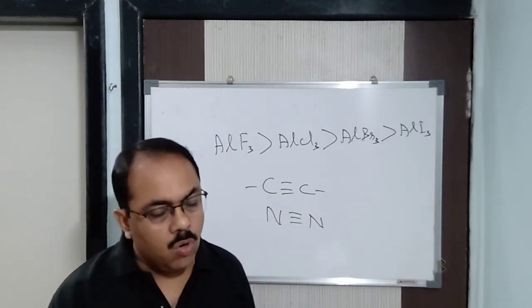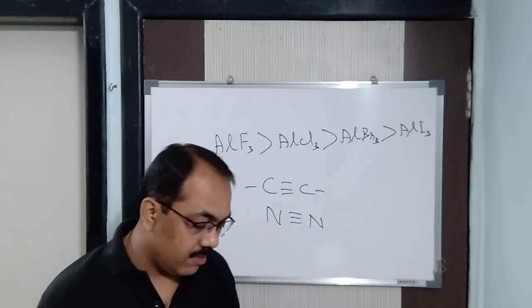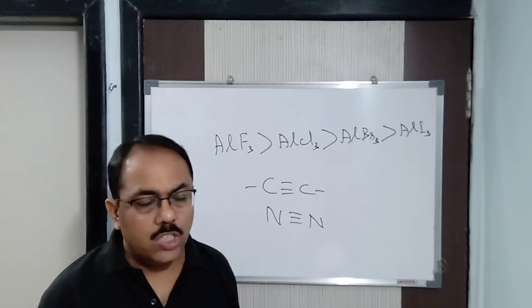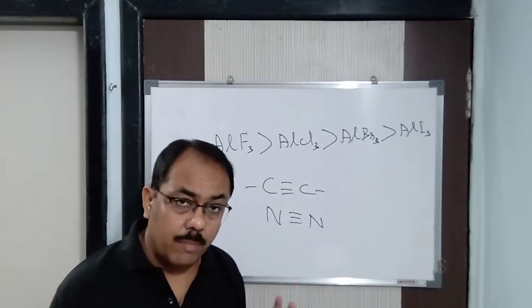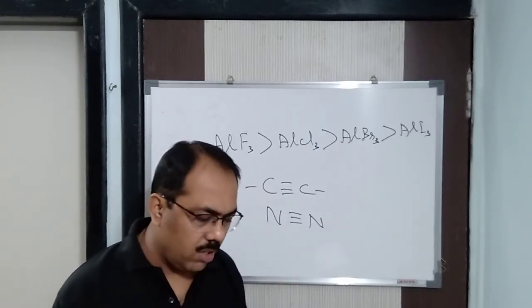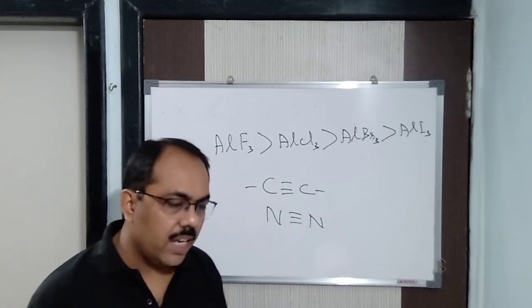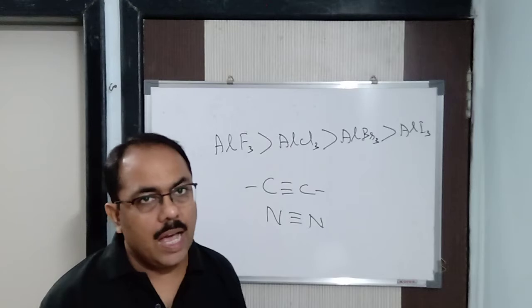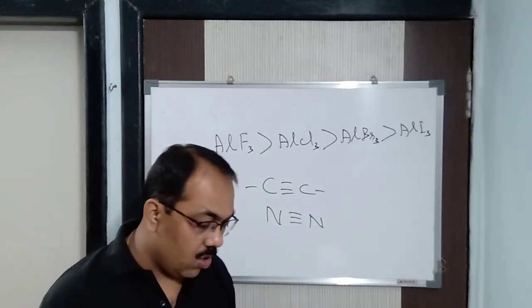Alright, it has no effect on the bond angle. What I said is that the molecules or the ions have a regular geometry. Mind it, regular geometry, not distorted. The change in the electronegativity of the central atom or the surrounding atom has no effect on the bond angle.